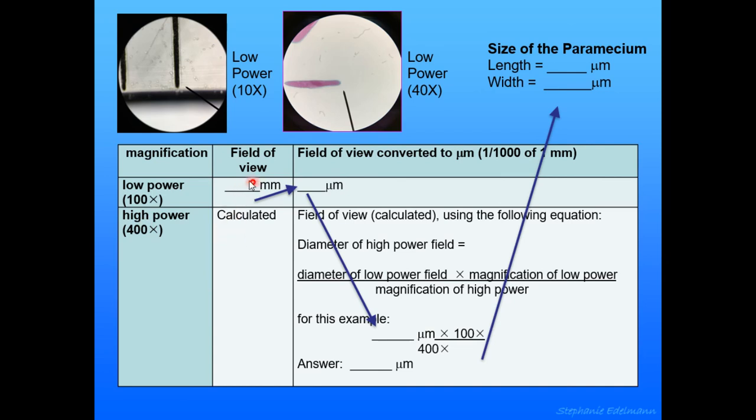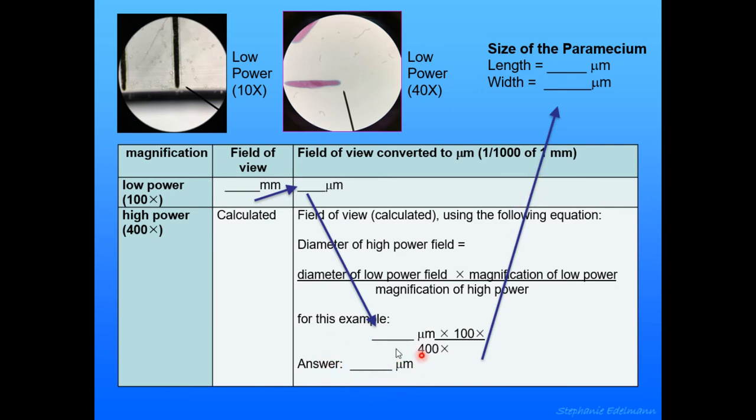And because math is scary, we're going to add arrows to this so that you can take a look at it. So this number here is multiplied by 1,000 and goes in here. Then this number here gets transferred right there. You multiply it by 100, you divide it by 400, and then you get your answer in micrometers.